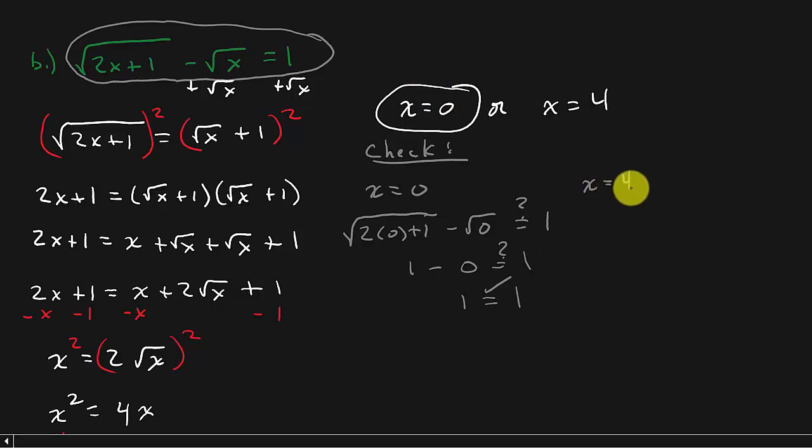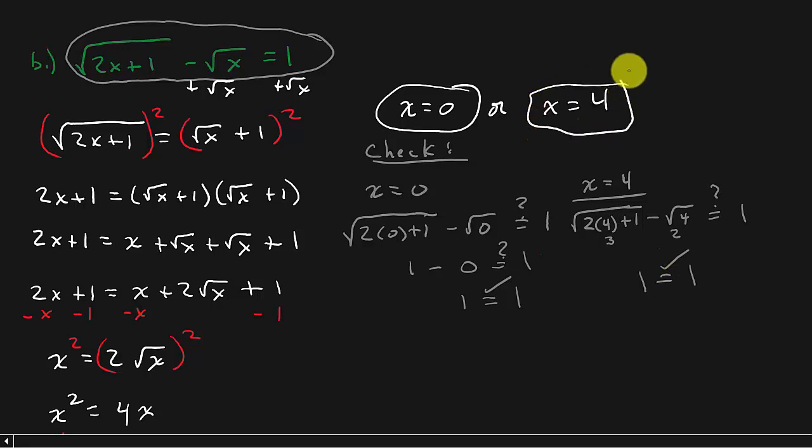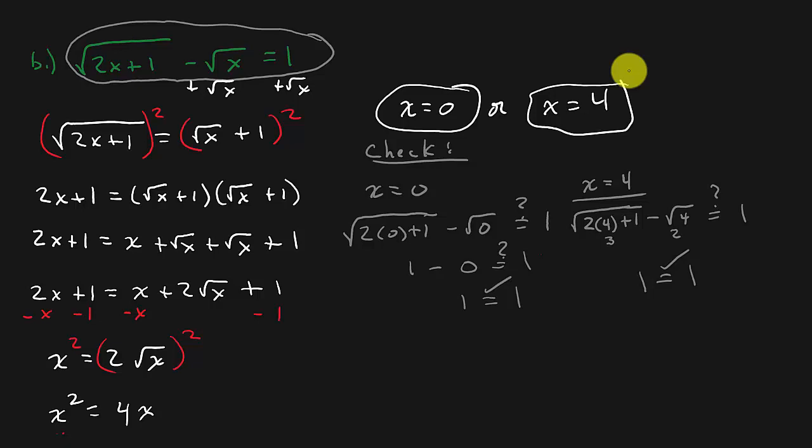Now let's check x equals 4. That's going to be the square root of 2 times 4 plus 1, minus the square root of 4. And we need to know, does that equal 1? Well, this is 8, right? Plus 1 is 9. The square root of 9 is 3. The square root of 4 is 2. 3 minus 2 is 1, equals 1. Well, that one checks also. And so our solution in this case is both of them. They both worked.